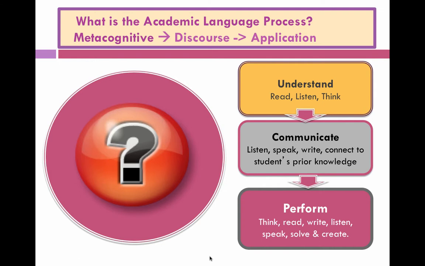In the metacognitive stage, the student begins to understand by reading, listening, and thinking. In the second stage, the student communicates through discourse. He or she listens, speaks, writes, and connects information that he's learned to his or her prior knowledge or prior experience. The third stage is perform.